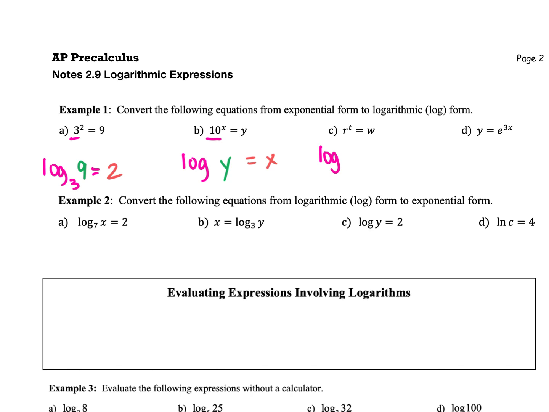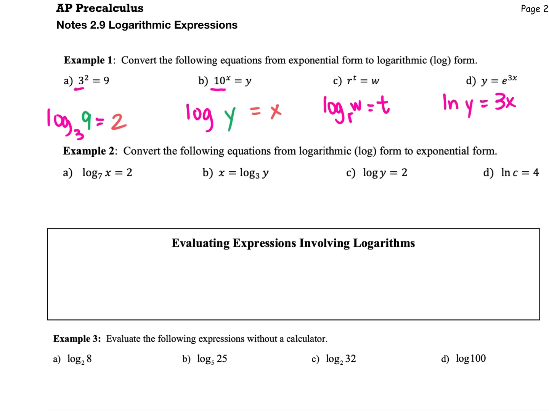All right, so for that next one, we'd have log base R of W is equal to T. How'd you do? Okay. And then the last one, they rearranged the order on us, so don't flip out over that. What's the base of that exponential function? E, so we're going to use ln of y is going to equal my exponent, which is 3x. Okay. Well, if we can go from exponential to logarithmic, we got to be able to go from logarithmic back to exponential.